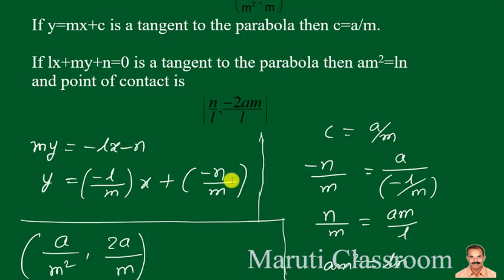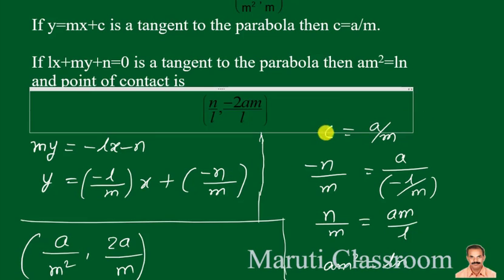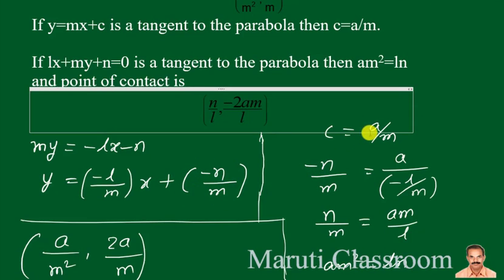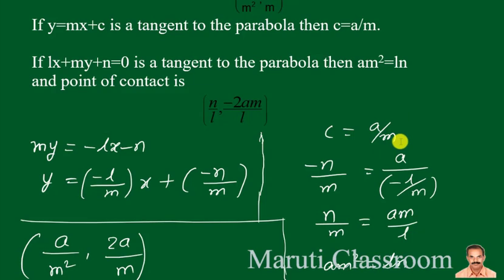If y equal to mx plus c is a tangent to the parabola, then c equal to a by m. In place of c, minus n by m is there. In place of a, a is there, because the parabola didn't change. The parabola y square equal to 4ax only, so the a value won't change. In place of m in y equal to mx plus c, minus l by m is there. Then the minus on both sides cancels. n by m equal to this, and the denominator m goes to the numerator: am by l. Do cross multiplication: am square equal to ln.